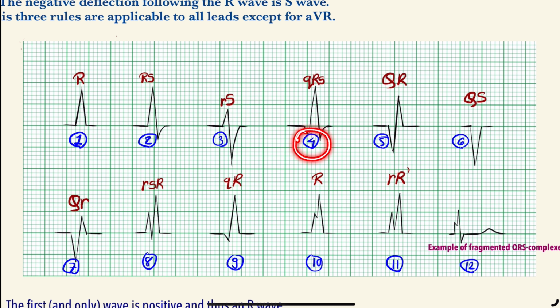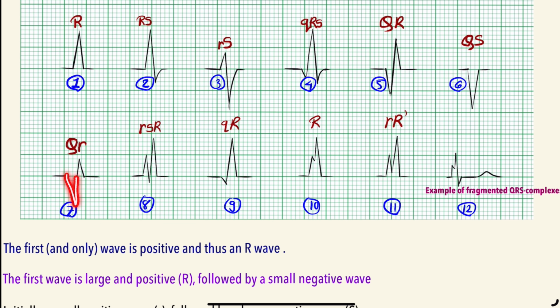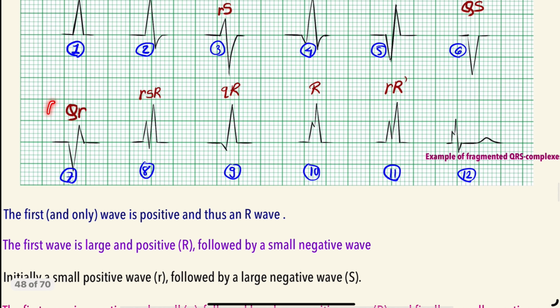In the fourth example, there is a minor negative deflection followed by a positive and then a negative deflection. So we will name it QRS complex. In the fifth example, we will see a negative deflection then a positive deflection. We will name it QR complex. The sixth example shows only a single negative deflection. We will name it QS complex. Remember this. In the seventh example, a large negative deflection followed by a positive deflection is named QR complex.